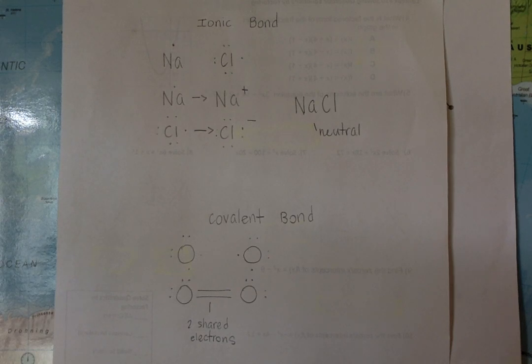And the chlorine atom, since it only has 7 valence electrons, really wants another electron so that it can complete its outermost shell and have 8 valence electrons. So essentially, the chlorine steals one of the sodium's valence electrons to complete its outer shell.